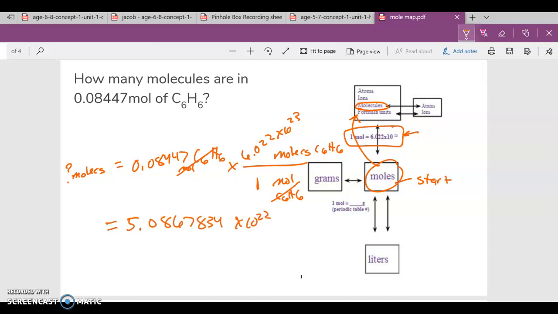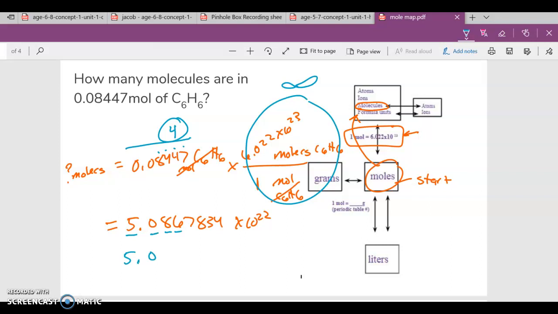And then I've got to think about sig figs. Sig figs for this problem, again, this is a conversion factor, so it has infinite sig figs. This number right here has 4 sig figs. The lower of the two numbers is 4, so I'm going to have 4 sig figs in my answer. 1, 2, 3, 4. I'd call this 5.087 times 10 to the 22 molecules.